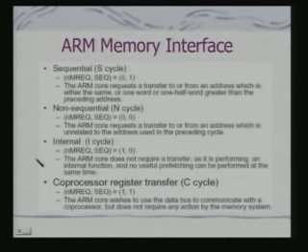The ARM memory interface: I had already shown you the cycles, and this is exactly the definition of the details of the cycles. It says that the ARM code now requires a transfer to or from an address which is either the same or 1 word or 1/2 word greater than the preceding address. This is exactly the meaning of sequential access. This is non-sequential access, where it is not related to the previous address, and this corresponds to co-processor register transfer.